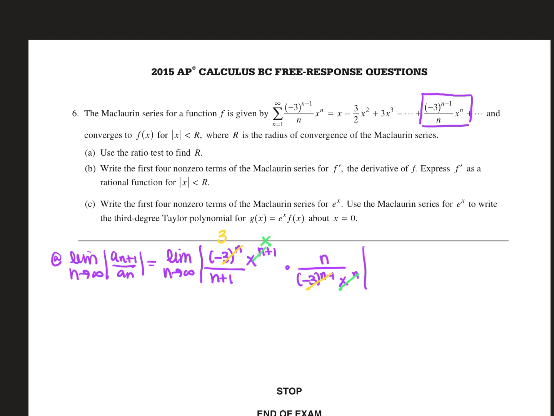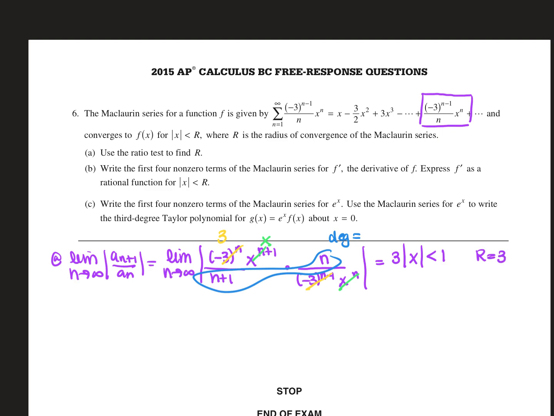Then we always ask ourselves, are the degrees equal? And they will be equal as long as it doesn't have a factorial. So this is equal to the ratio of the leading coefficients, which would be 3 times the absolute value of x. And remember, for the ratio test to work, this has to be less than 1. So that tells us the radius of convergence is 1/3.